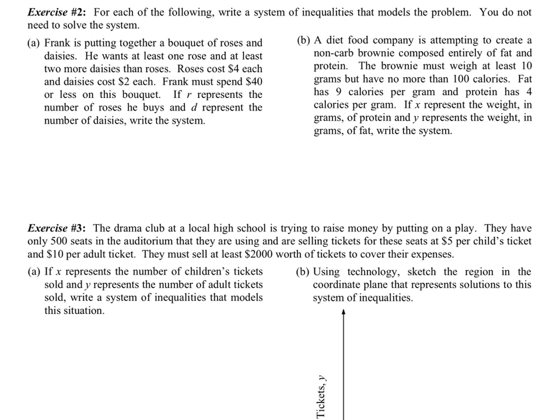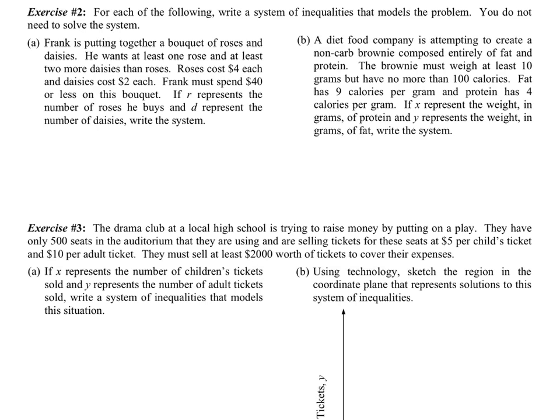All right, for each of the following, write a system of inequalities that models the problem. You do not need to solve the system. So the first one, Frank is putting together a bouquet of roses and daisies. He wants at least one rose and at least 2 more daisies than roses. Roses cost $4 each and daisies cost $2 each. Frank must spend $40 or less on the bouquet.